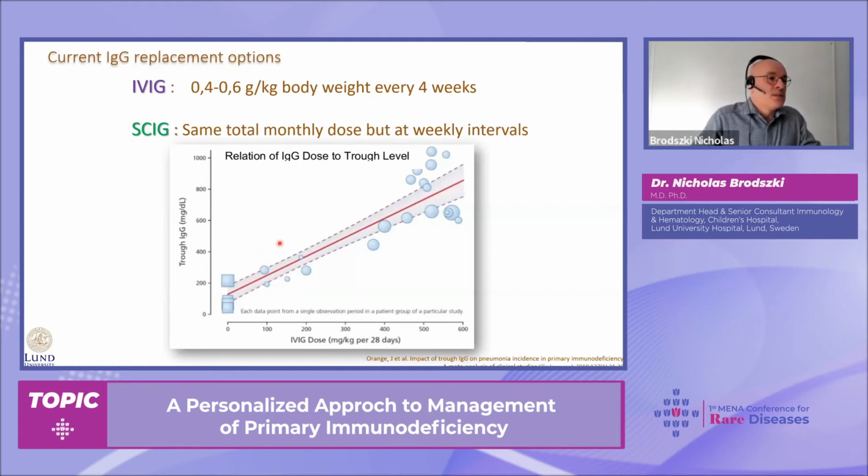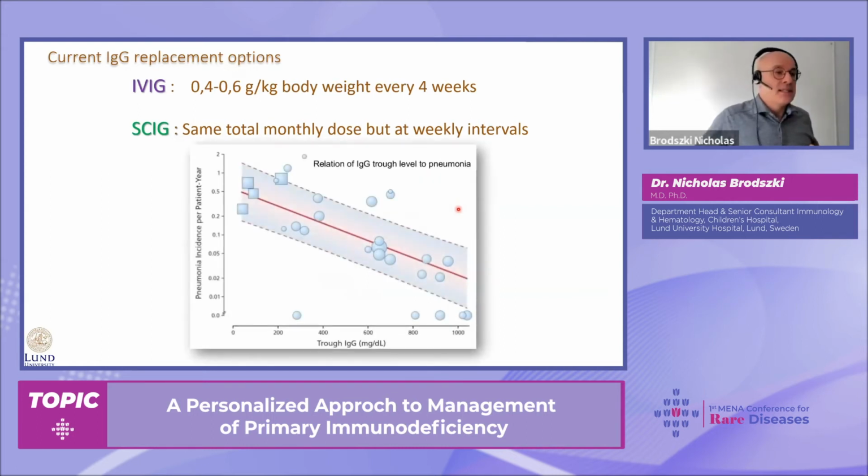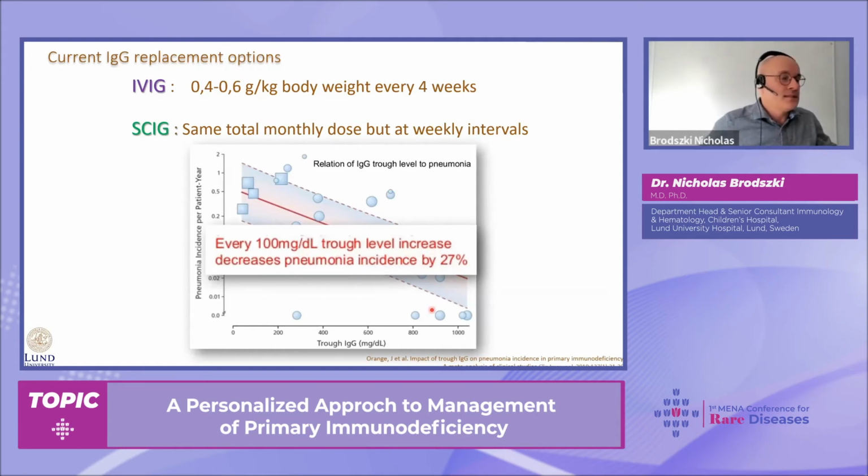And why is this important? Well, because this very nice study has shown that the higher trough level you'll have, the lower will be your patient's risk to have infections of pneumonia. Basically what they are saying is that for every 100 milligram per deciliter, that would be 1 gram per liter for those who are used to more of those measures, every increase of 1 gram per liter or 100 milligram per deciliter will decrease pneumonia risk by 27%. And that's very relevant when you're treating a patient who is still having infections.